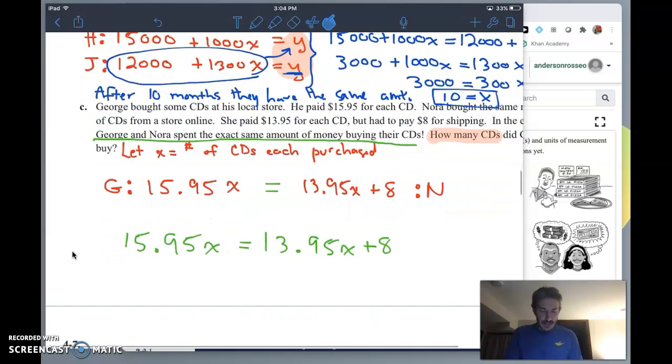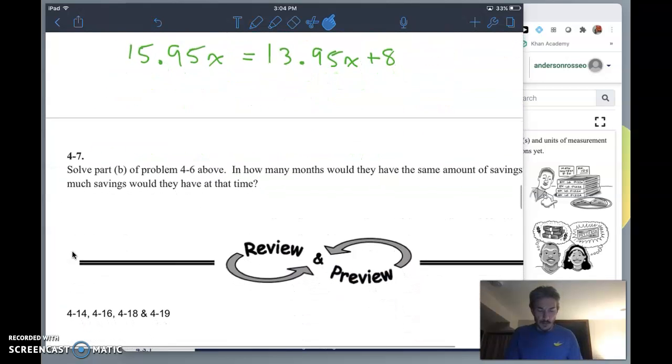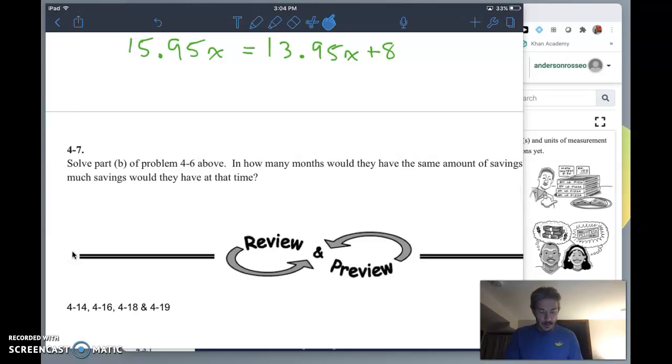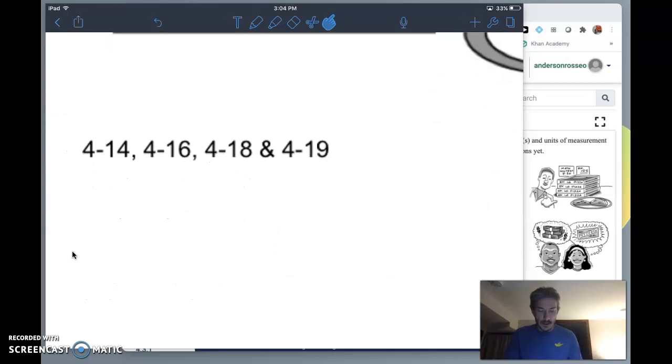Okay? Just a couple more preview problems here. I know this looks like a mess, but we're skipping around here. There are four problems: 14, 16, 18, and 19.